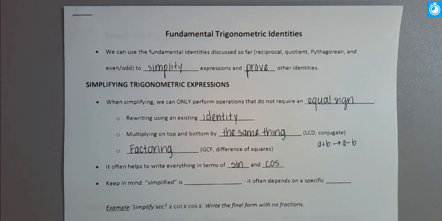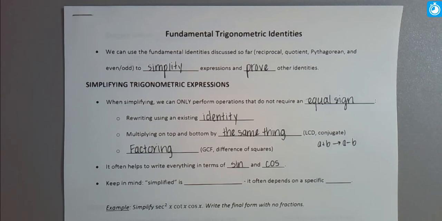So when in doubt, if you can't think of anything else to do, if you have other trig functions involved in your expression, maybe writing them in terms of sine and cosine may put you in a better position and may give you some other options for what you can then do.